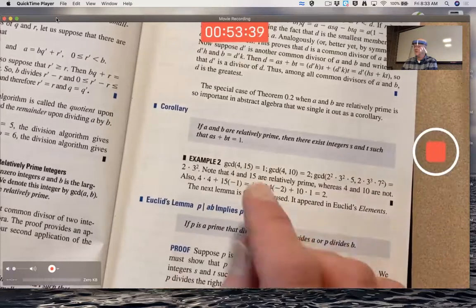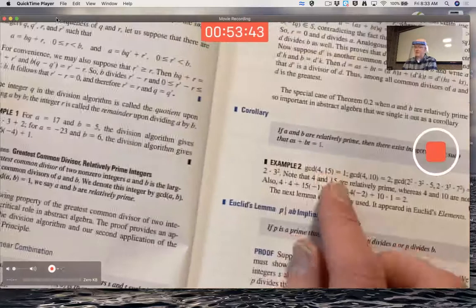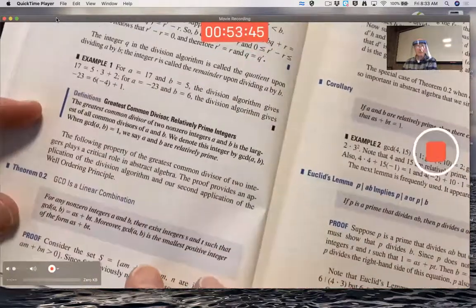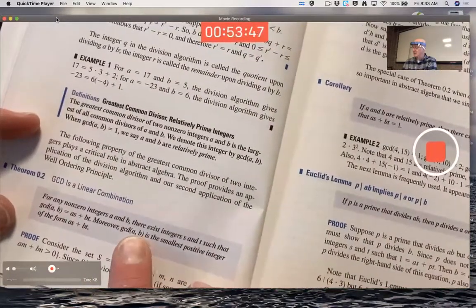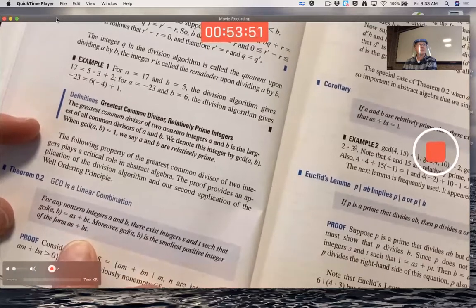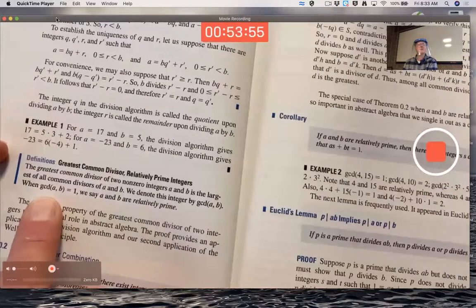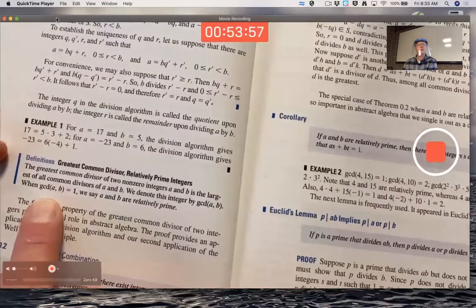If you can find integers s and t that make this equal to 1, that would mean they're relatively prime. It means their GCD is 1 because the GCD is the smallest positive integer of this form. And by definition, if that's 1, that means they're relatively prime. There's the definition of GCD and relatively prime.